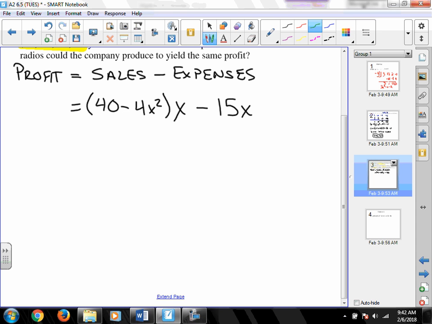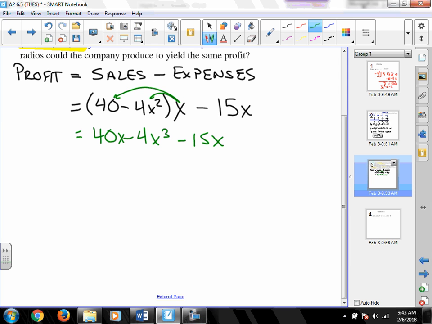Whenever you see parentheses, what do you have the urge to do? So you should distribute. So you're going to get 40x minus 40x cubed minus 15x.